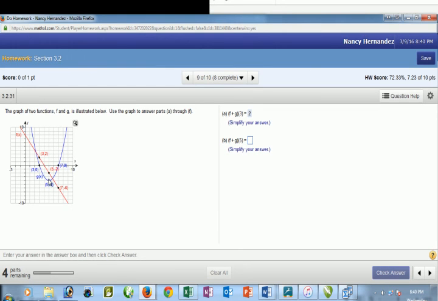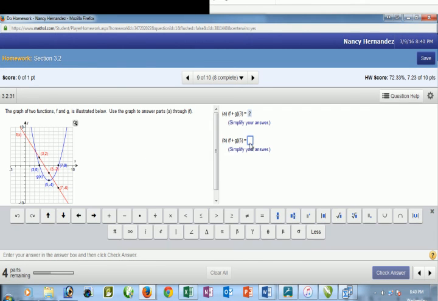Here's another cool way to do this. How high is this guy? 0. How high is this guy? 2. What's 0 plus 2? 2. F plus G of 5. Go to 5. What is his? Minus 2. His is minus 4. That answer should be what? Minus 6. Same rule.